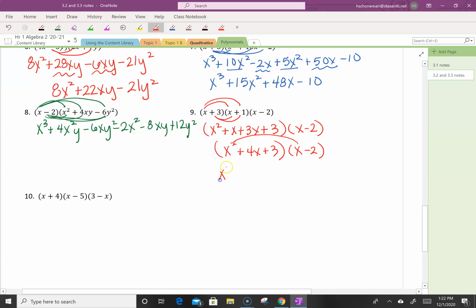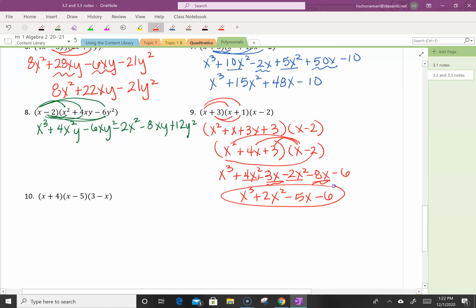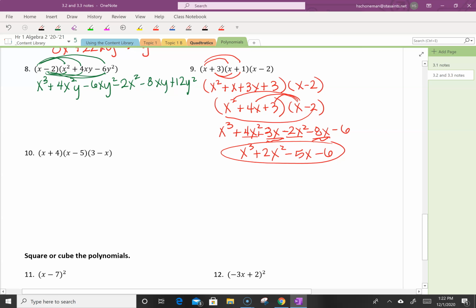So x times x would be x cubed, and then 4x squared, and 3x, and then negative 2x squared, negative 8x, and minus 6. Combine like terms, so we have x cubed and 2x squared, and that would give me negative 5x, and then minus 6, and that would be my final answer.